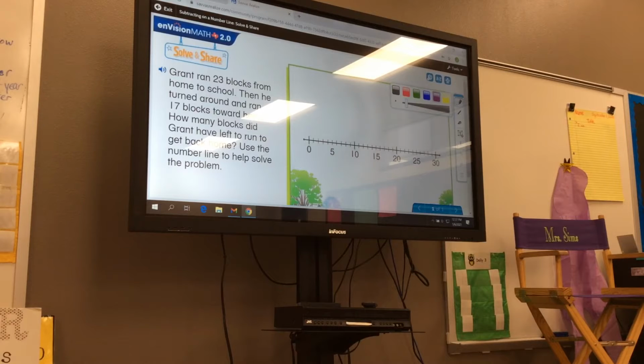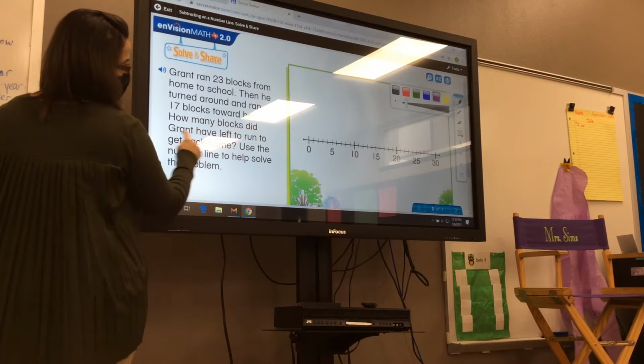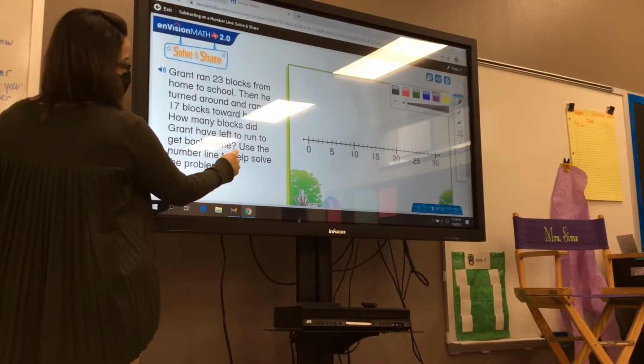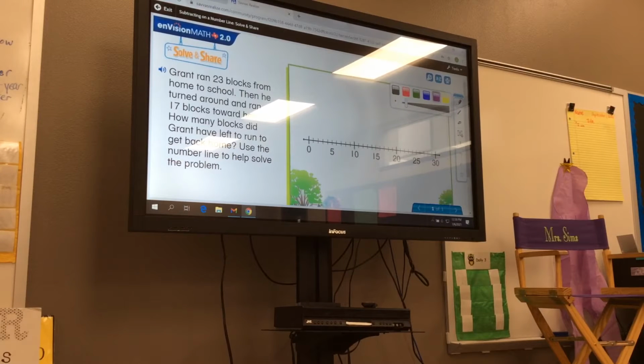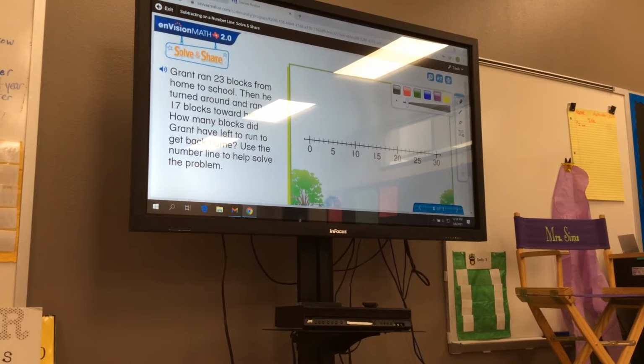Underline the question. So Grant ran 23 blocks from home to school. Then he turned around and ran 17 blocks toward home. How many blocks did Grant have left to run to get back home? So you should have underlined, how many blocks did Grant have left to run to get back home. Okay? Then the B. What does the B mean for CUBES?